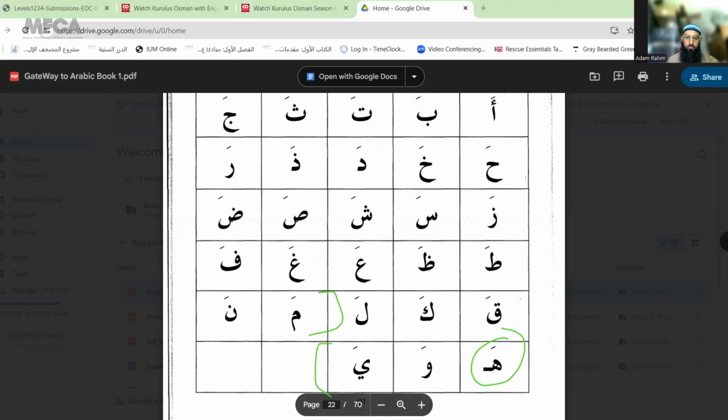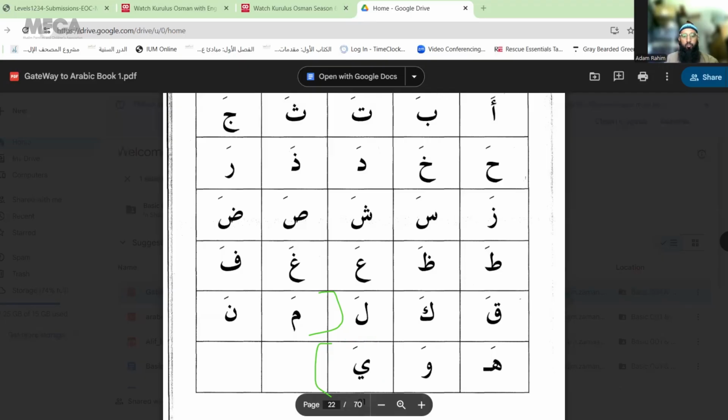Fatah, Ha. Very good. Ahsanta. Brother Sayyid. Wa. Fatah. Wa. Very nice. Brother Hussein, the last letter of the alphabet, please. Ya, Fatah, Ya. Very good. So I want you guys to notice, very nice, Brother Hussein.